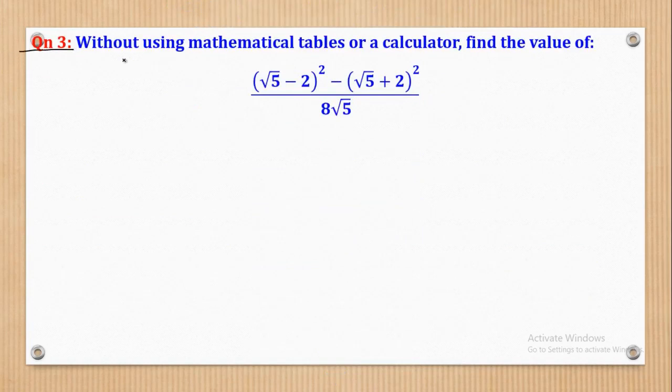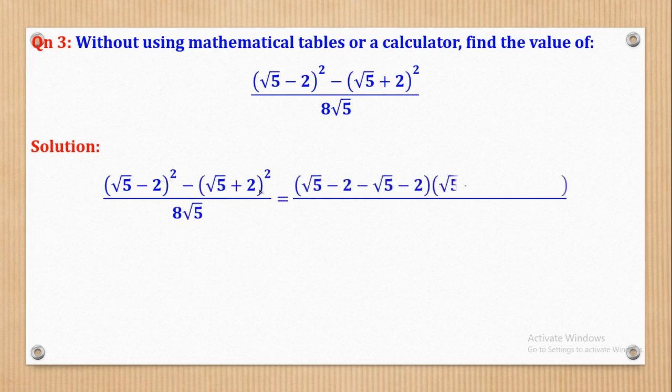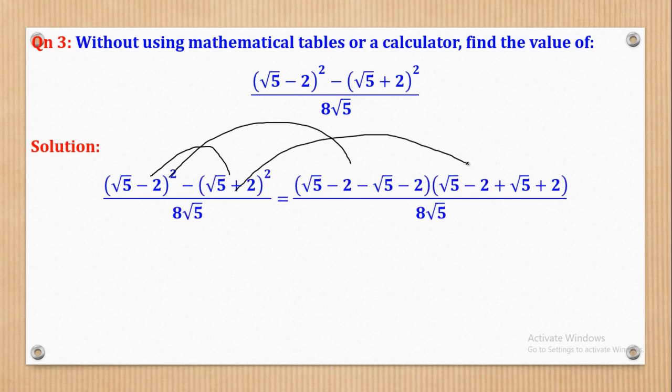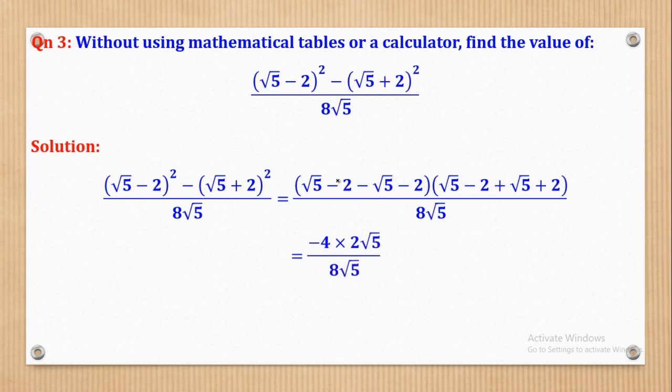Then question 3 says, without using mathematical tables or a calculator, find the value of this. So you write the given expression and also expand. Remember, this is the difference of two squares. So one bracket will have a subtraction, another one will have addition. Then when I simplify, this and this cancels. So negative 2 minus 2 gives you negative 4.